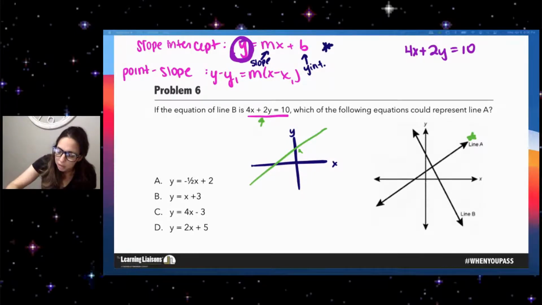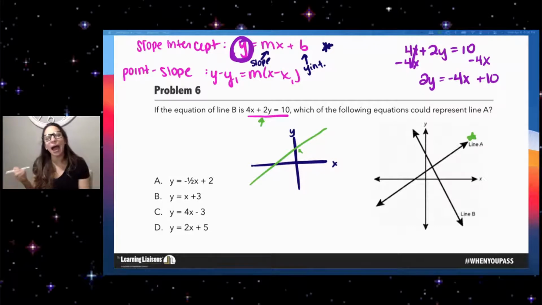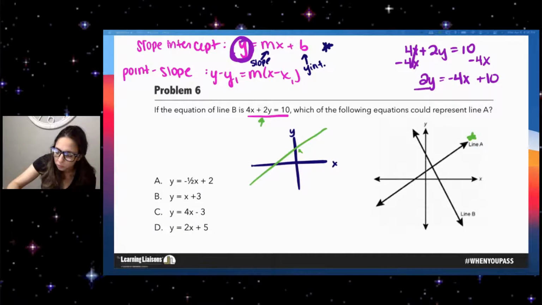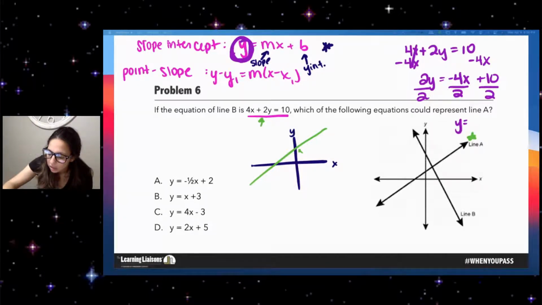All right, so I'm going to subtract 4x from both sides to get the y by itself. 2y equals negative 4x plus 10. Why did I do that and not 10 minus 4x? I did that because I want the x in front just like it is in slope-intercept form. Now I'm going to divide both sides by 2. And when I divide both sides by 2, I have to divide everything by 2. And I get y equals negative 2x, because negative 4 divided by 2 is negative 2, plus 5.